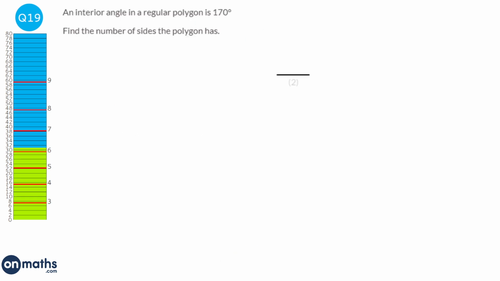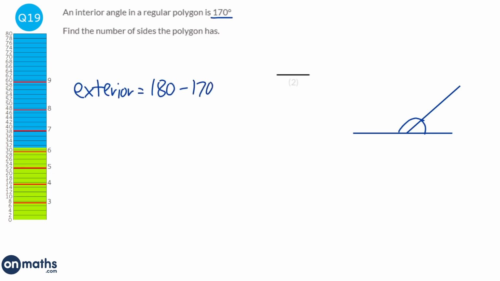We can keep this as an interior angle, but it's sometimes easier to convert it to an exterior angle. And what you might know is that the sum of interior and exterior angles is going to be 180 because they will always form a straight line. So to find the exterior angle, all we need to do is 180 take away the 170, and that means it will be 10 degrees.